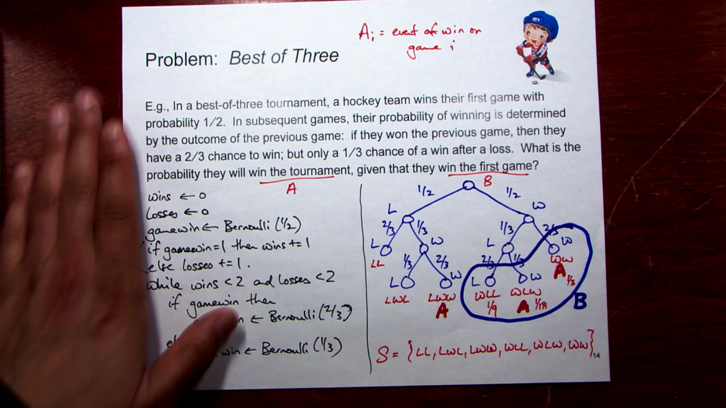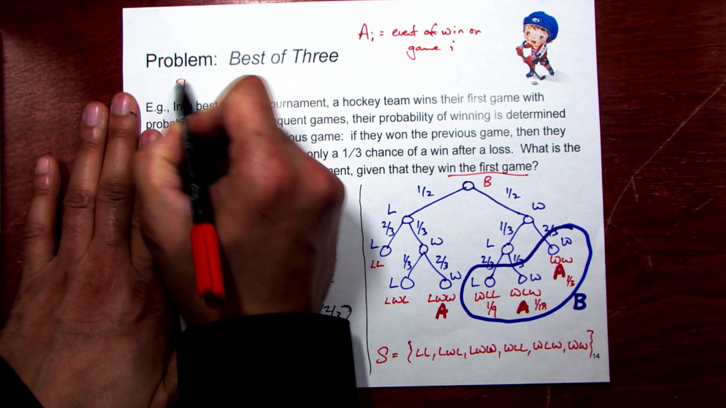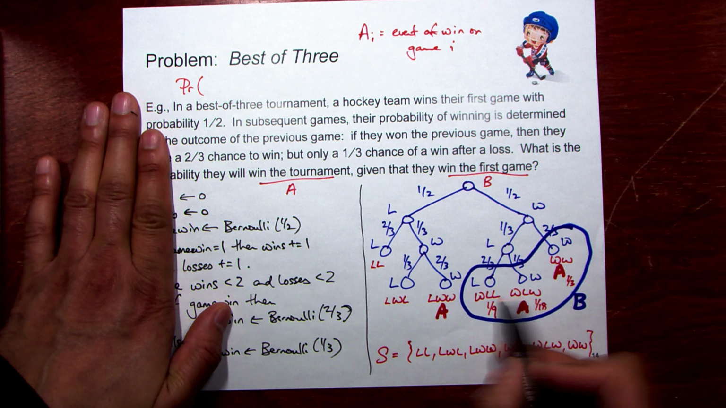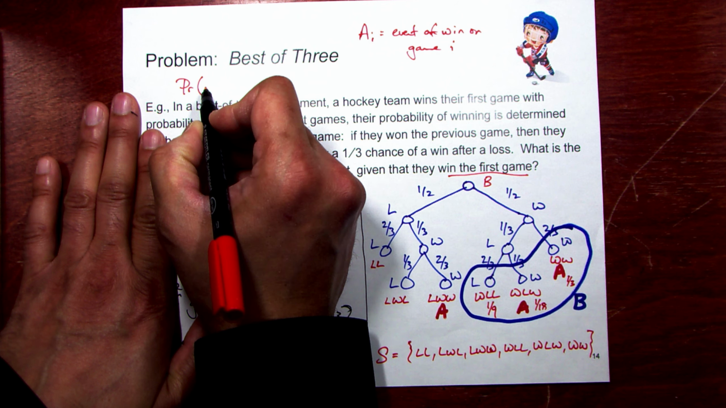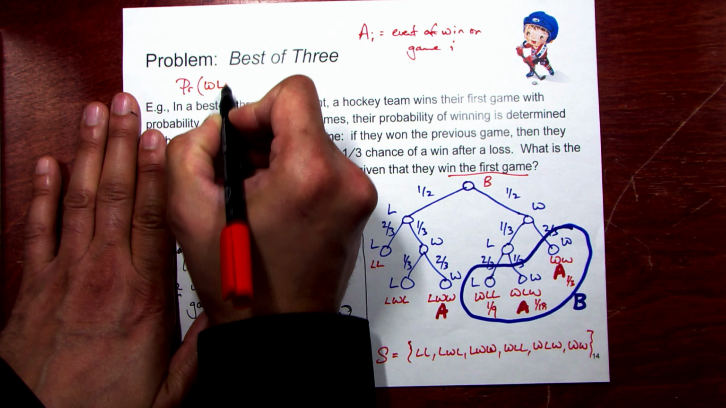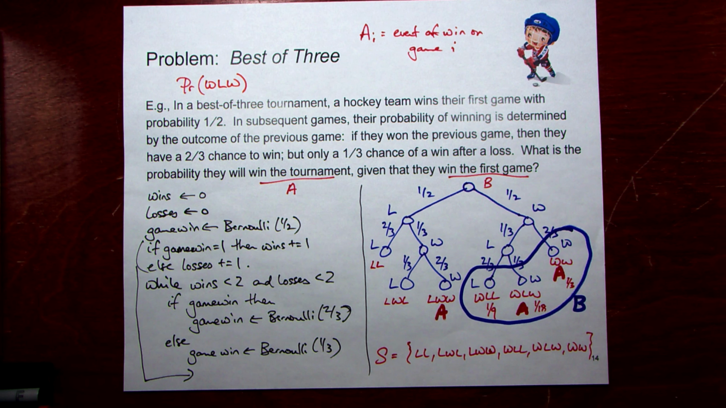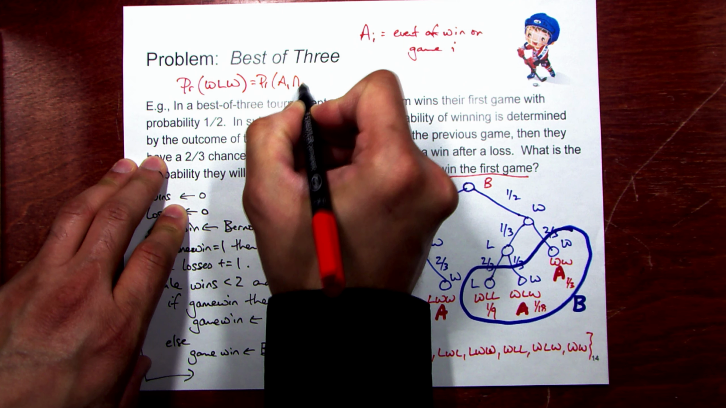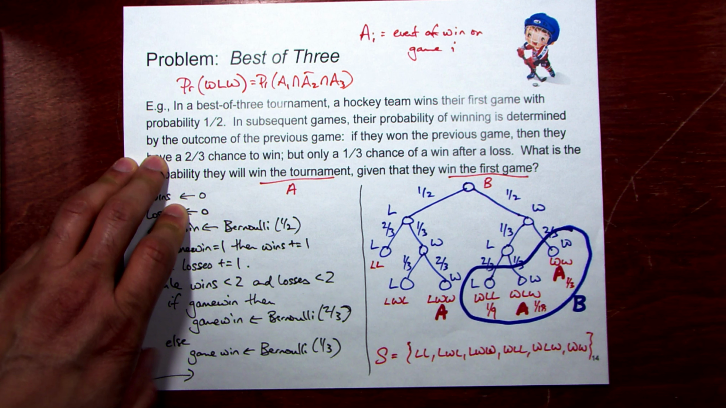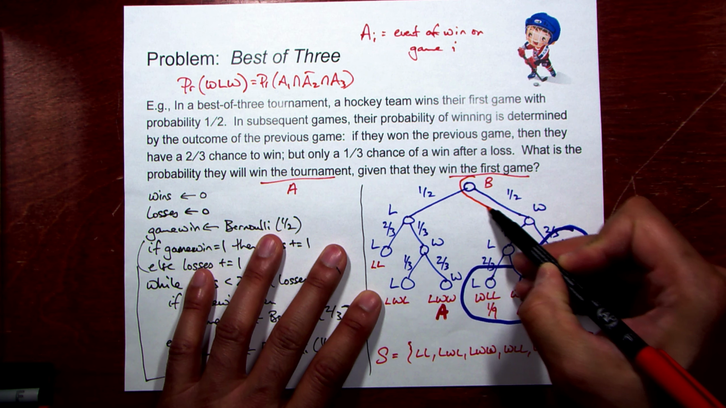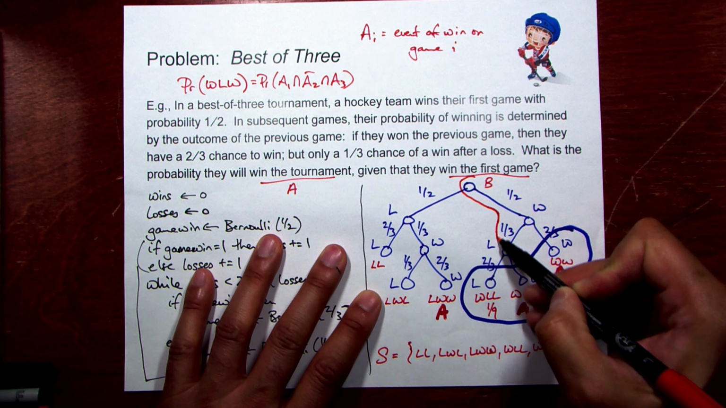Well, let's just shorten this thing down a little bit. So win, maybe win, loss, win. So that would be A1 intersect A2 bar intersect A3. I'll just write that. So that represents win, loss, win. So that represents this path here.